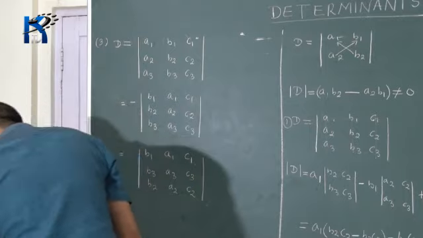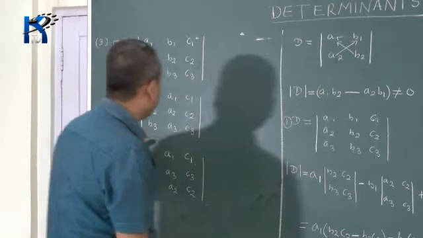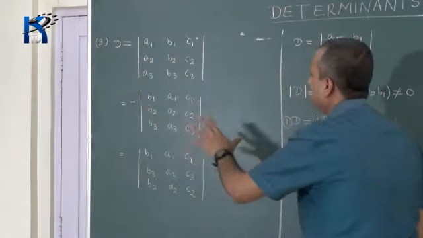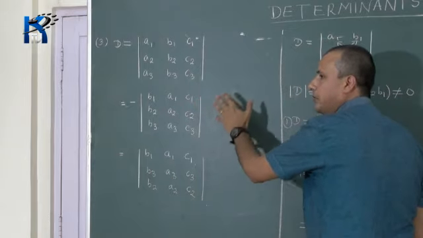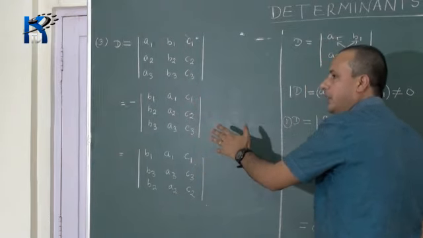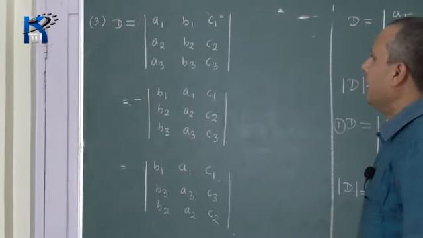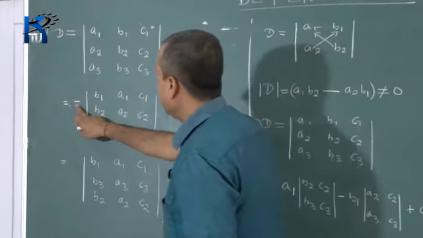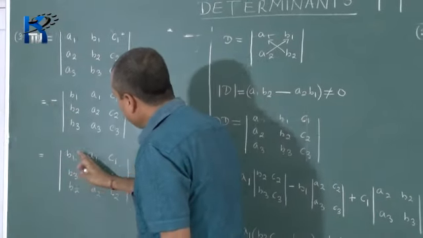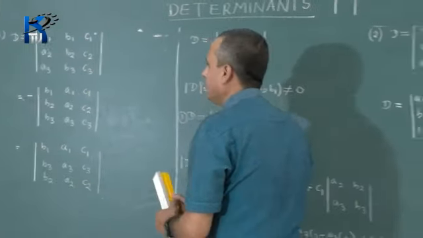Now, the property is, if you interchange two adjacent rows or two adjacent columns of a given determinant, the value of the determinant will remain the same, but the sign will change. First one is plus, means if you interchange, minus. Again, if you interchange, it will be plus and so on.